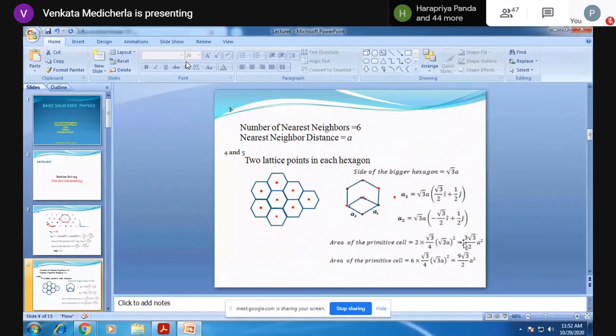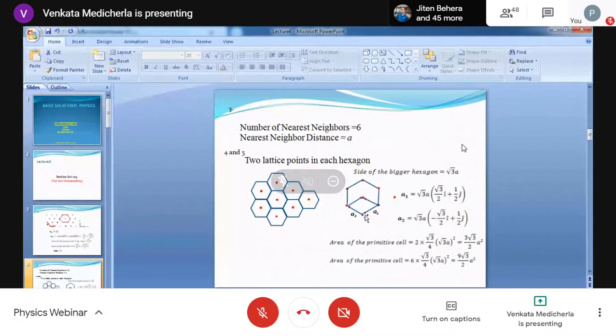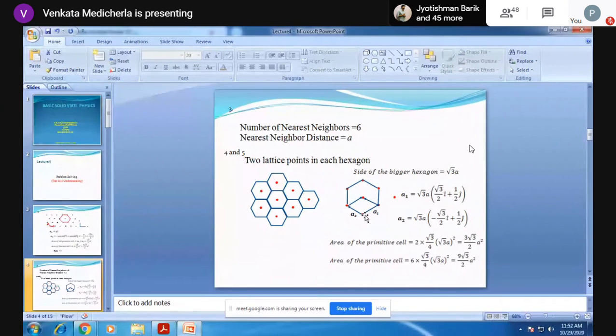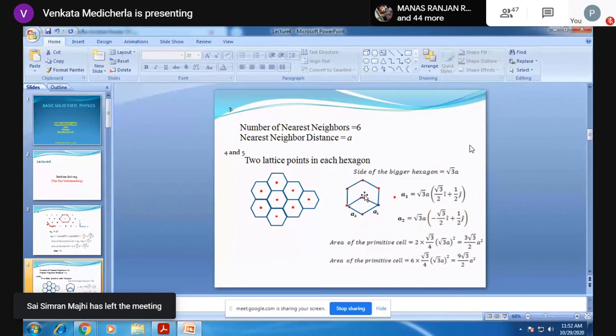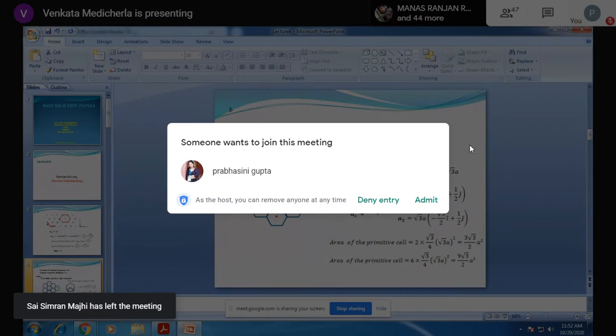We have the area of the primitive cell. See, this is the primitive cell I have like this. This is like a parallelogram. How many parallelograms can you have? You can only have 3 parallelograms actually. 3 times the primitive cell volume will be the unit cell volume.